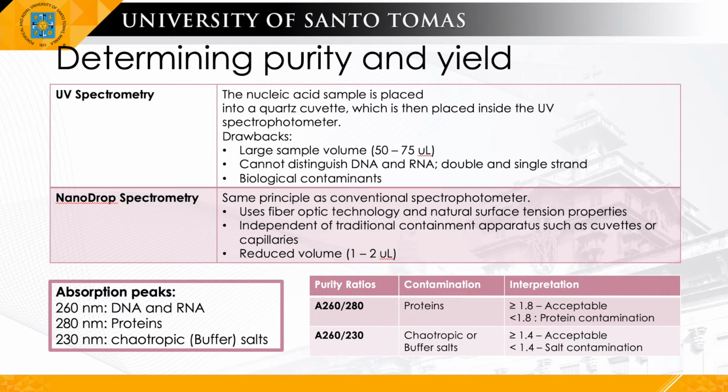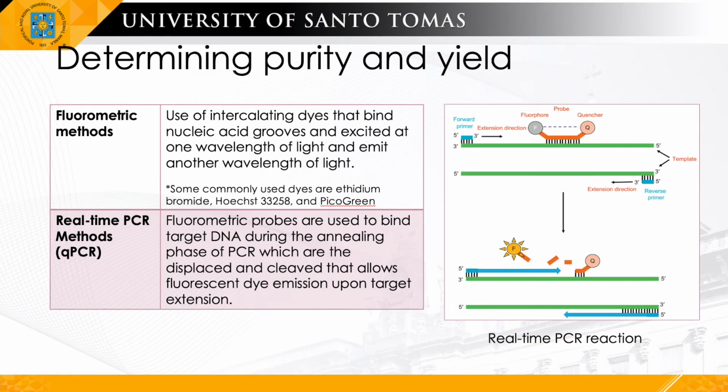So the purity ratios are important for determining protein contamination or buffer salts if there's too much, or if it's contaminated with this. So for the purity ratio of A260 and A280, if it's less than 1.8, there's probably protein contamination. And for the purity ratio of A260 and A230, if it's less than 1.4, we expect that it might have suffered from salt, affecting purity and yield.